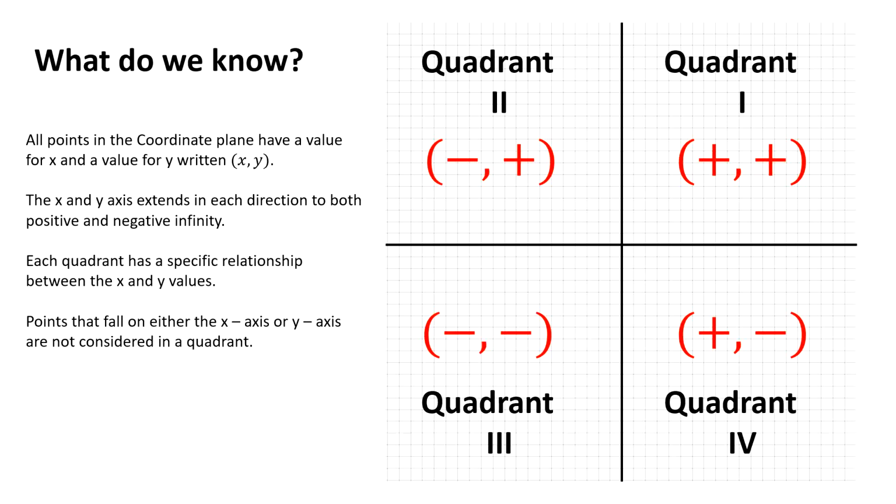So you may be asked to identify coordinate points and what quadrant they're in. You have to remember this relationship, that if it's negative, positive, it's in quadrant 2. If it's positive, negative, it's in quadrant 4. If it's negative, negative, it's in quadrant 3. Then obviously if it's positive, positive, we're in quadrant 1.